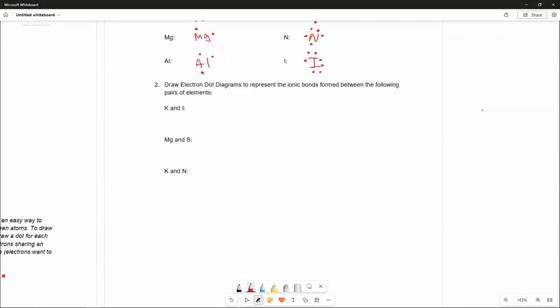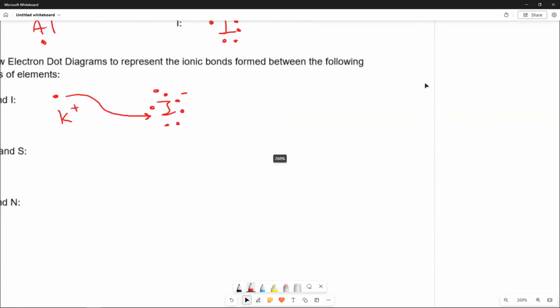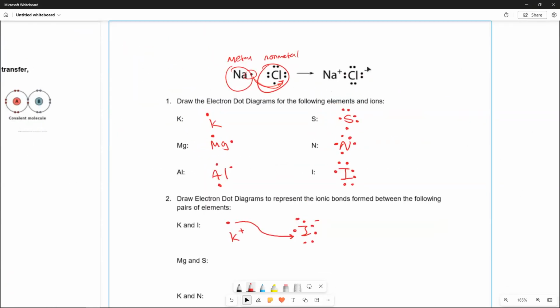Draw electron dot diagrams to represent the ionic bonds formed between the following pairs of elements. Potassium and iodide. Let's try this one. Potassium has a 1 plus. We all know that. And it has this dot, 1 electron. We have iodine here. It has 7. 4, 5, 6, 7. And it's 1 minus. This is going to be donated because potassium is a metal. It's going to be transferred, not shared.